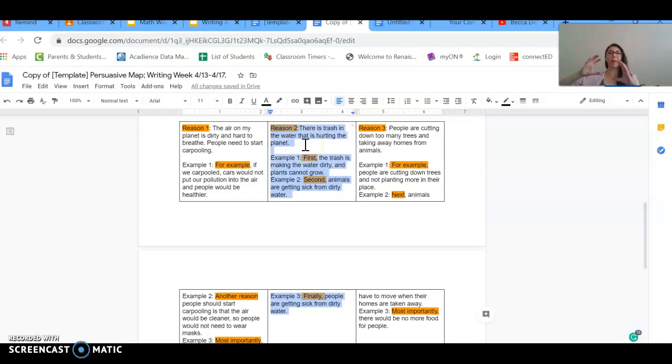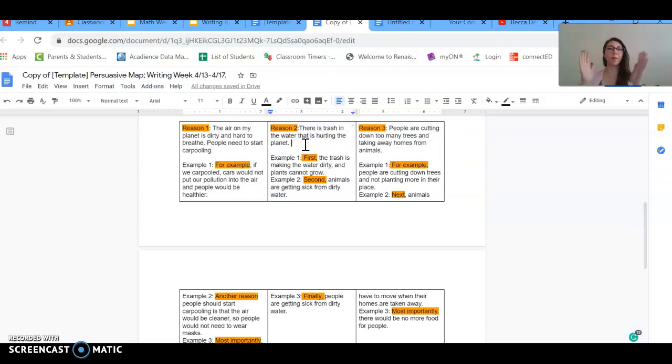When you're restating, you're taking the big ideas from that paragraph, the big ideas from what you wrote, and you're squishing it into one sentence. Okay, so you're taking big ideas and squishing it into this sentence.